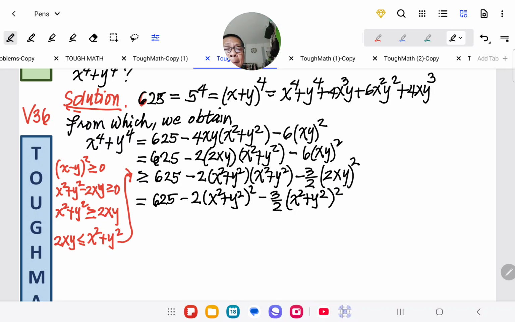Okay. And if we add these two, this will now be equal to 625 minus 7 halves (x squared plus y squared) squared again. Okay, that's the result when you add 2 and 3 halves. That's 7 halves.